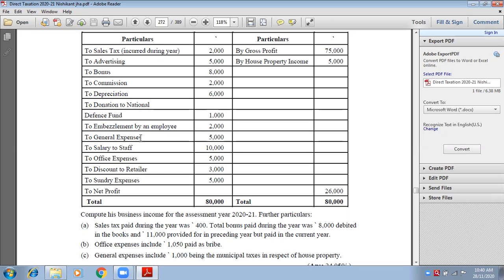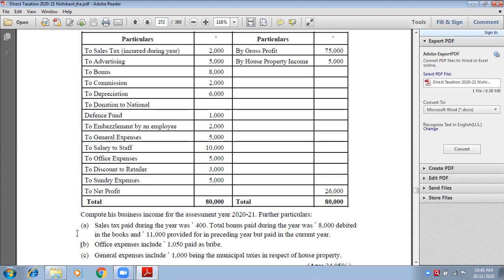General expenses, it is related to business. Salaries to staff, related to business. Office expenses, also related to business. Discount to retailers. Retailers are my customers, and if I'm giving discount to my customers, it is related to my business. Of course, definitely it is related to my business. Sundry expenses related to my business.